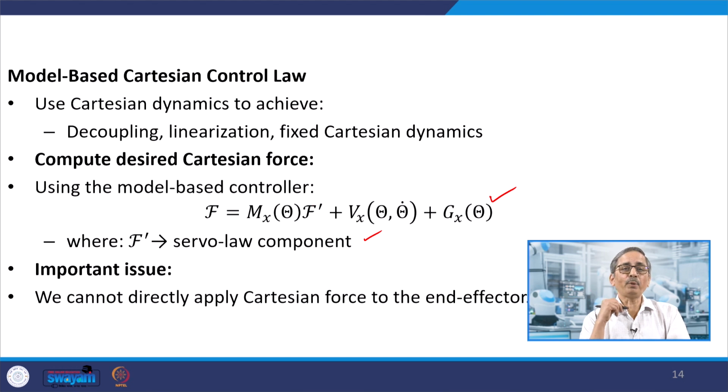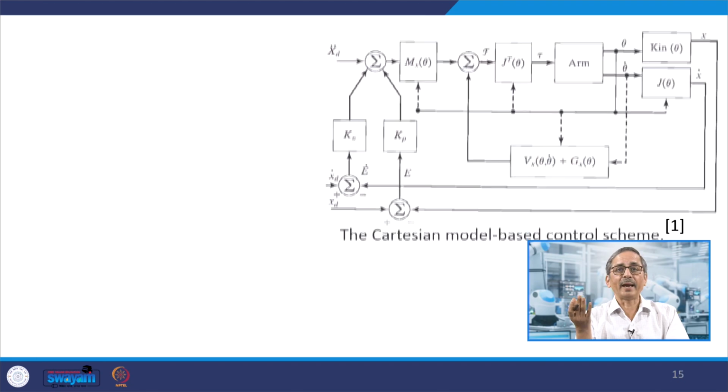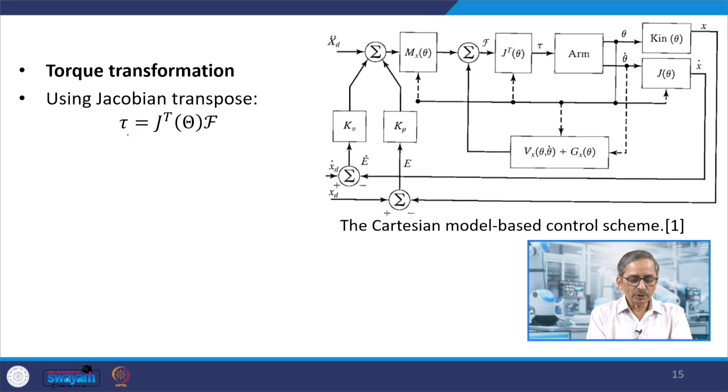The important issue here is we cannot directly apply Cartesian force to the end effector. So, what to do? To get that desired Cartesian force at the end effector, we have to apply joint torques. Now, what this torque value could be, we can calculate over here. So, this is the joint torque which you have to apply in order to get the Cartesian force and moment.